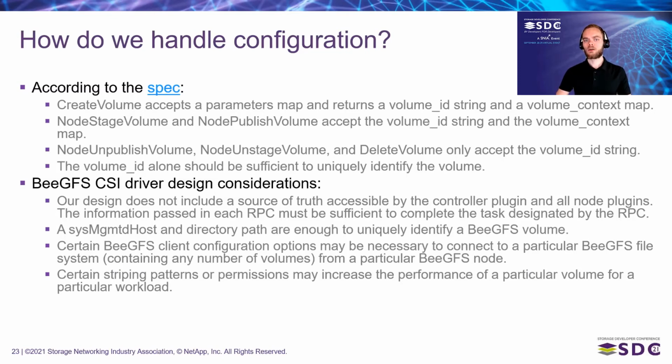For example, not all Kubernetes nodes may have the same hardware topology, so there could be a need to configure different preferred interfaces for BeeGFS connectivity when a volume is mounted to different servers. However, it does make sense to have dynamic configuration like permissions or stripe patterns apply to individual volumes, or at least volumes created from a specific storage class.